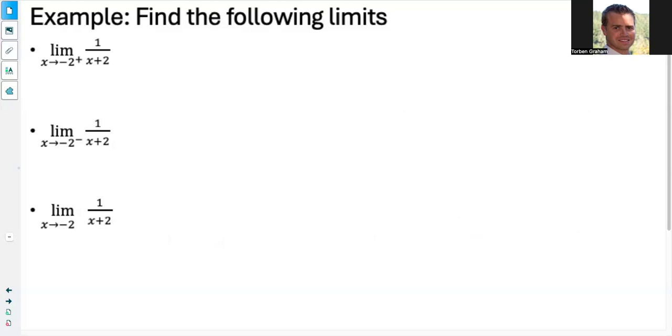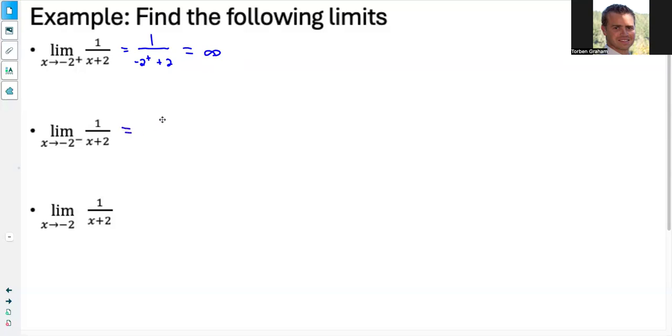Okay, so for example, we want to find the following limits. We have our function 1 over x plus 2. We're going to find our limit as we approach -2 from the positive side, then our limit as we approach from the negative side, and then look at our limit overall. So this would be the same as 1 over -2 from the positive side plus 2. From the positive side, this would, for example, be -1.999, which when we add 2 is going to give us a positive value, although infinitesimally small. So 1 divided by something infinitesimally small and positive is going to give us positive infinity.